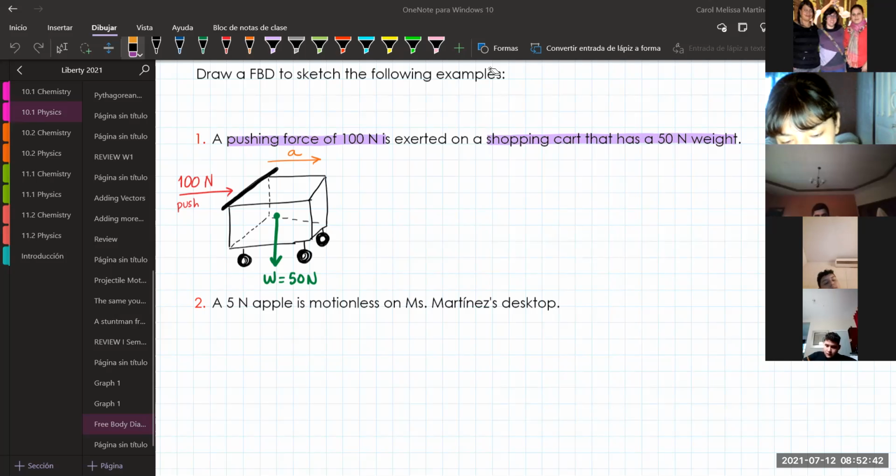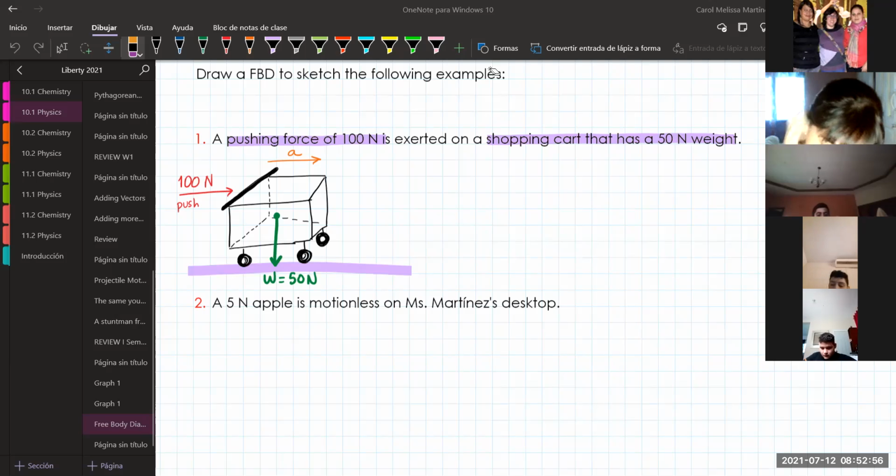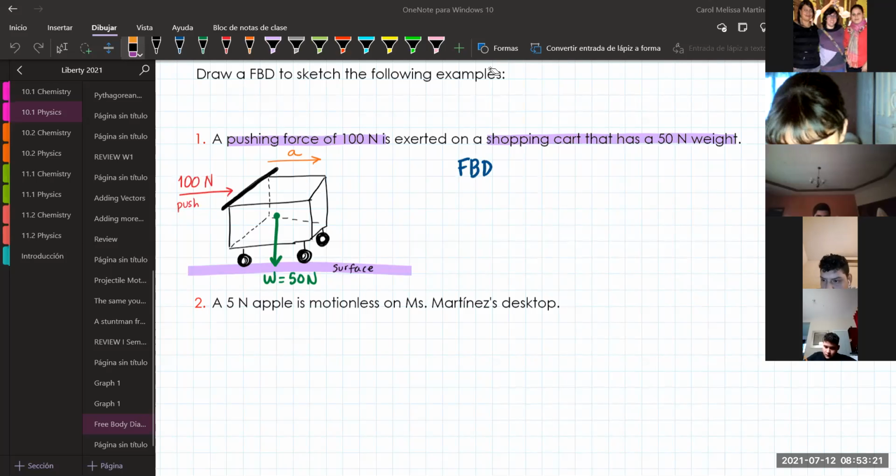Now, I ask you something. Is the shopping cart on a surface? Yes or no? Yes, that's how you move a shopping cart, over a surface, for example the ground. So it's on a surface. This is important that you include it. So this is your prior sketch. It doesn't need to be perfect at all. But the one that needs to be a lot better is the free body diagram.